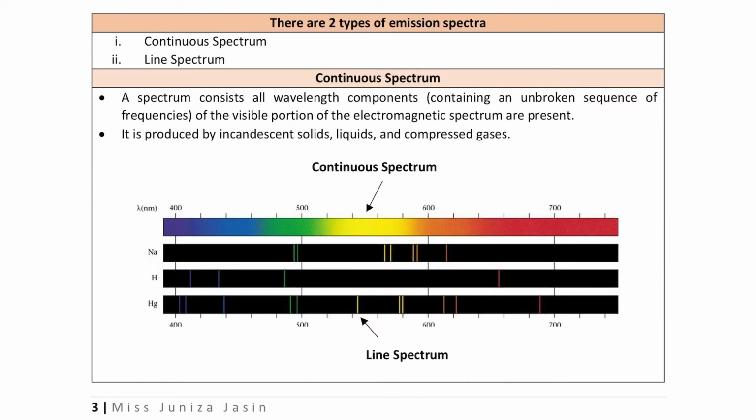Okay, so first let us look at two different types of emission spectra. There are two types of emission spectra, continuous spectrum and line spectrum. From the learning outcome, we are supposed to learn line spectrum. Tapi saya ajar jugalah continuous spectrum ni briefly so that kamu boleh bezakan apa continuous spectrum, apa line spectrum. Okay, so continuous spectrum is a spectrum that consists all wavelength component containing an unbroken sequence of frequencies of the visible portion of electromagnetic spectrum.